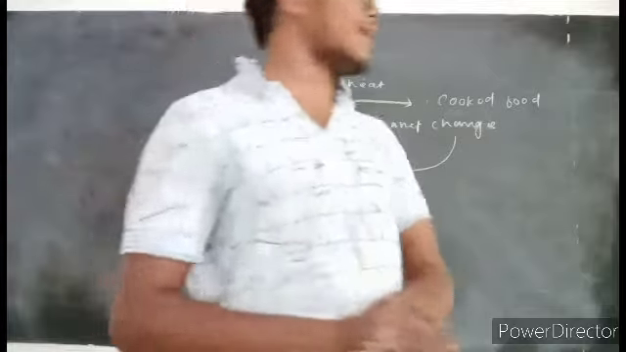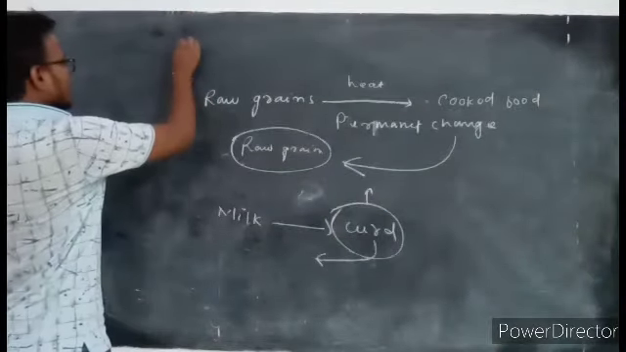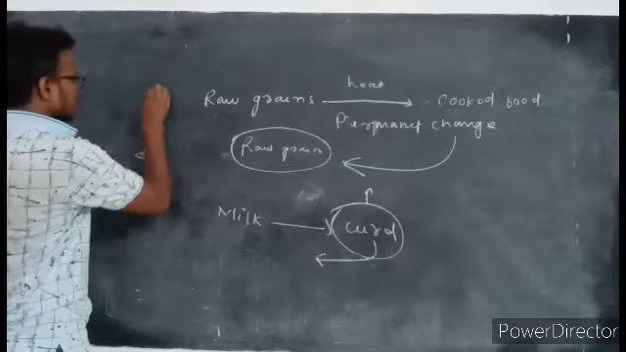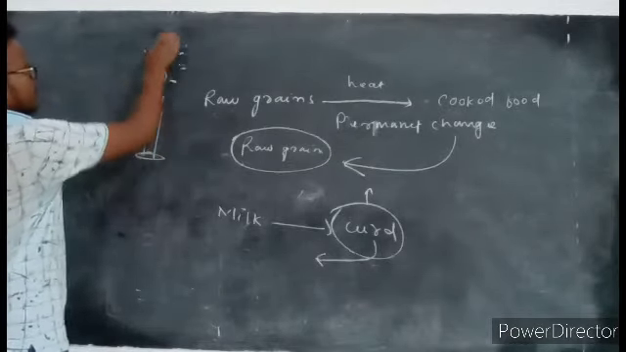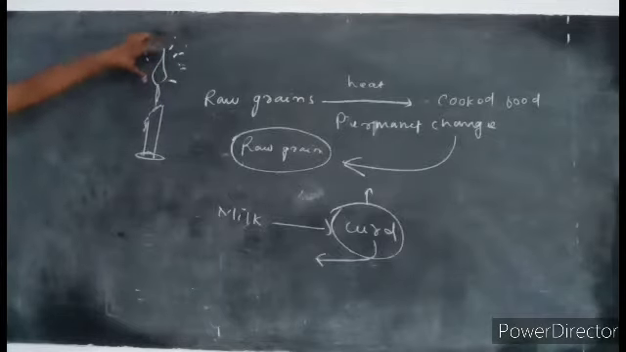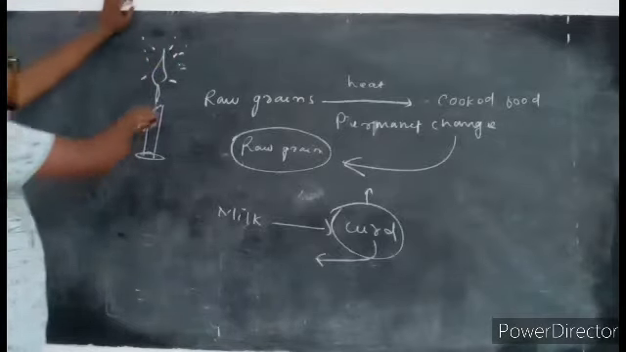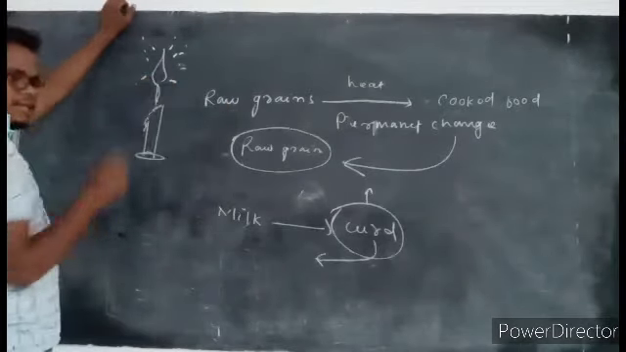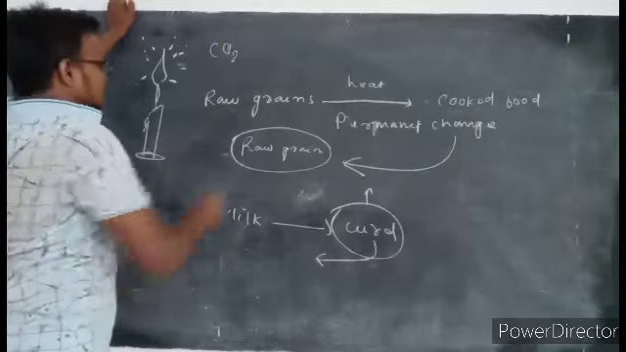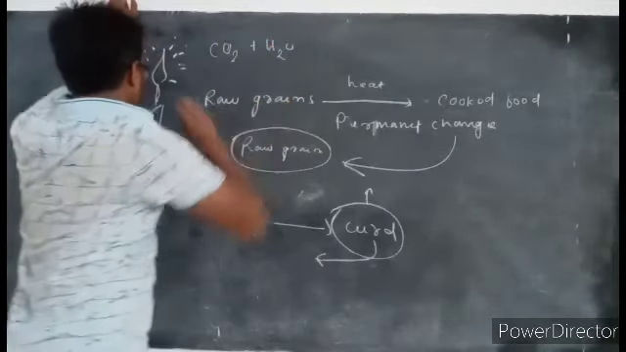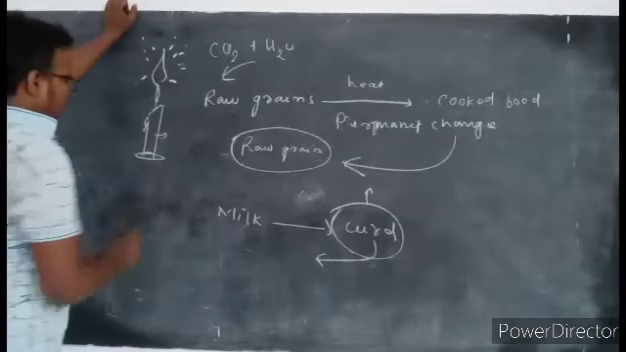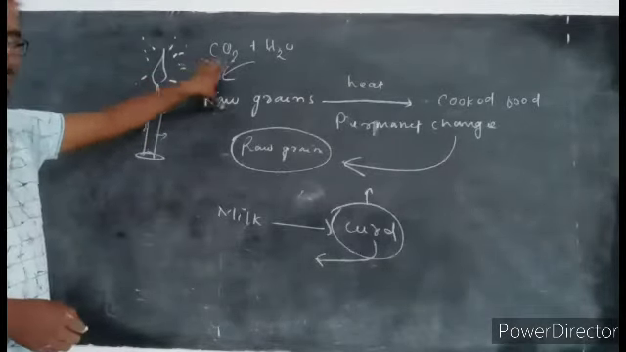Now consider another example: burning of a candle. Here I have a candle. It has a wax thread attached to it. Now this is the flame. When it burns, the wax reacts with the oxygen in the air, and it changes into carbon dioxide and water. Now, can we obtain the wax back from this? No. So it is a kind of irreversible change.